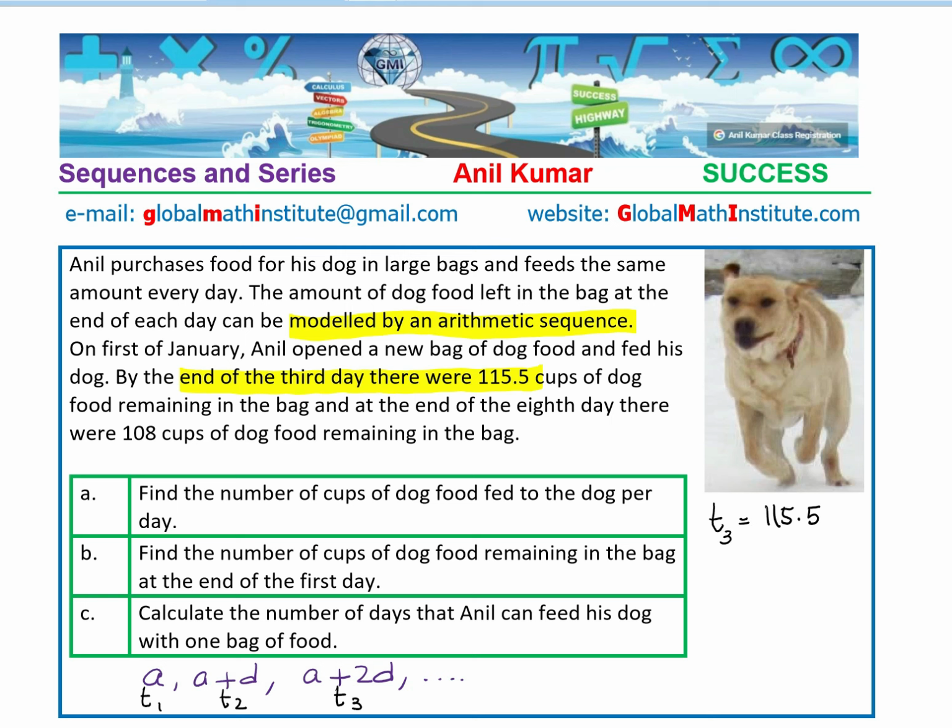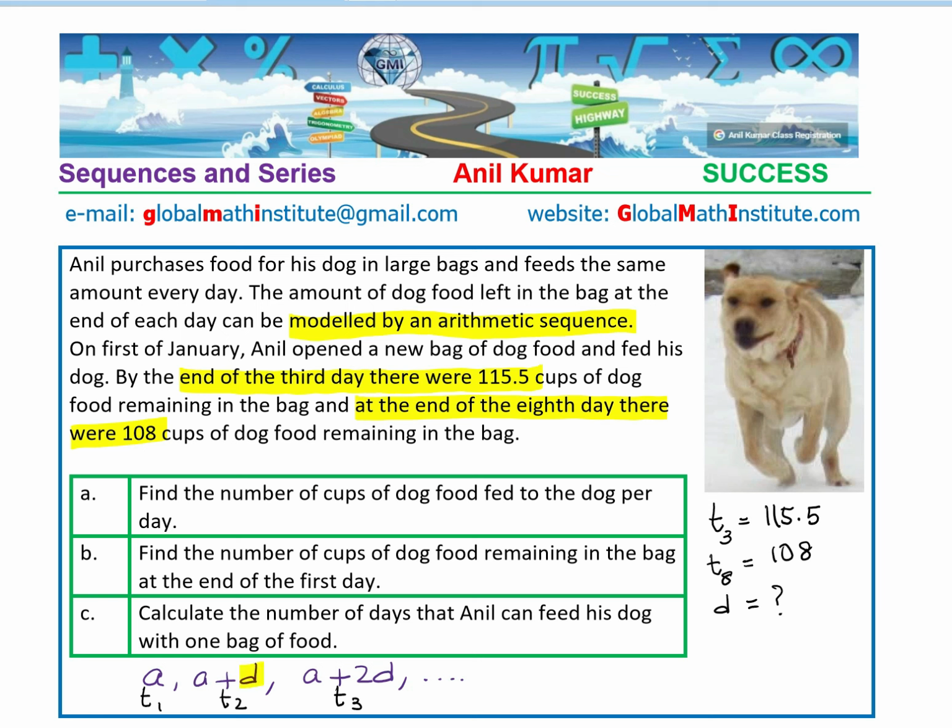Further, it says that the food remaining in the bag at the end of the eighth day were 108. So that becomes T8, term number 8, is 108. And now, if you look into these parts, the first part is find the number of cups of dog food fed to the dog per day. That means every day it is decreasing by what? So, one thing we have to find is D in this particular question, correct? Which is D, right?